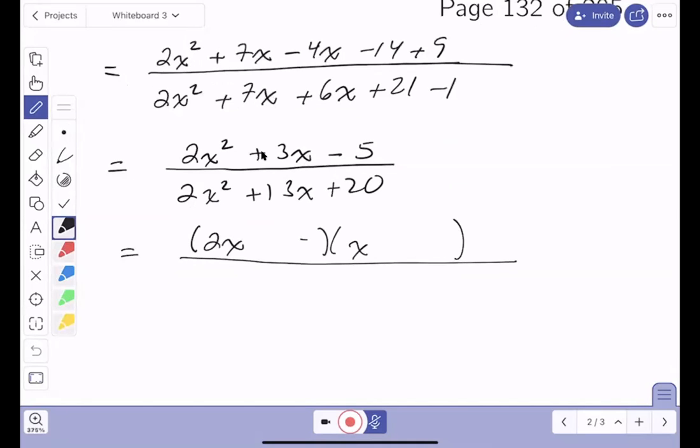Let's see, I'm going to say 5 and 1, plus and minus. And I would never say that's right until I try it. So let's go through that. 2x times x is 2x squared. Minus 2x plus 5x is plus 3x. And we do get minus 5. That worked beautifully. Let's go to the bottom.